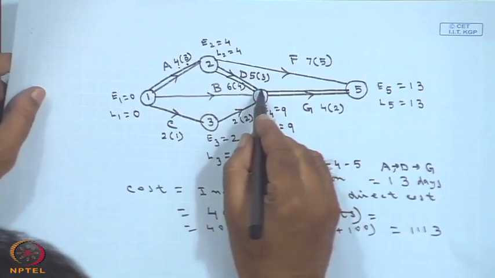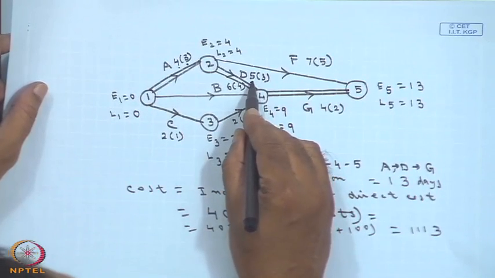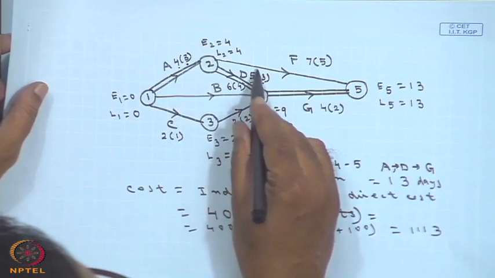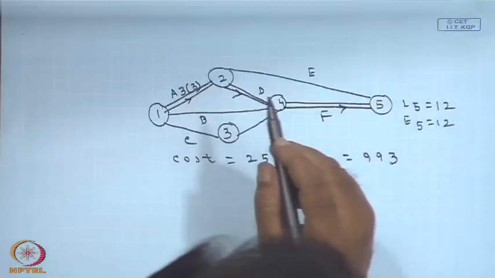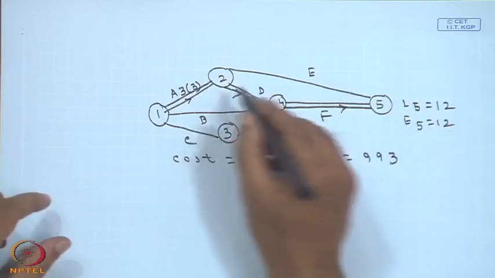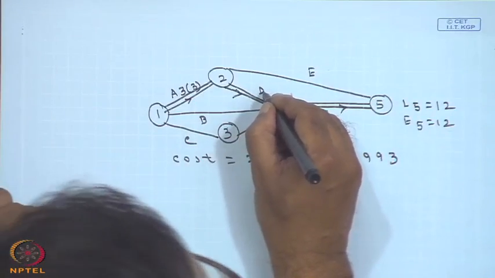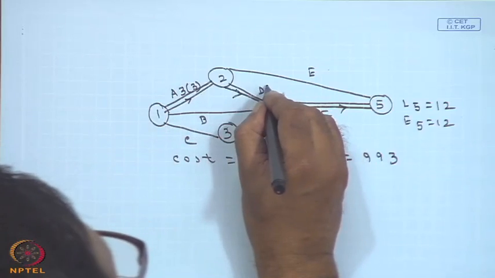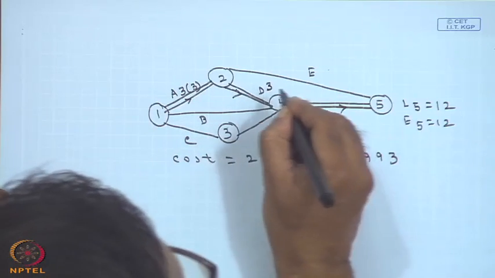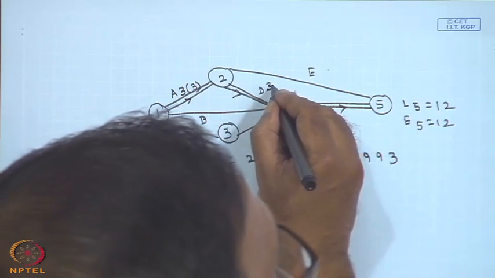Why activity D by 2 days? You see, activity D has normal time 5, crash time 3. So, you can crash the activity D by 2 more days. If you crash this activity D further, I am not drawing, this is 3. Earlier it was 5, now you make it 3.